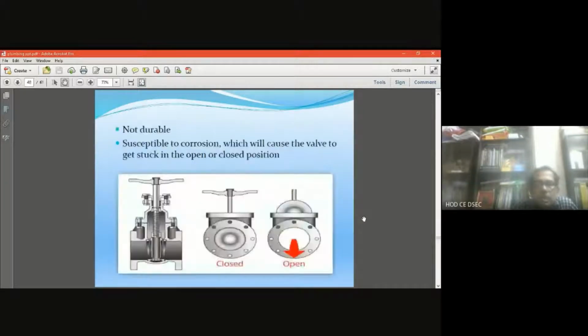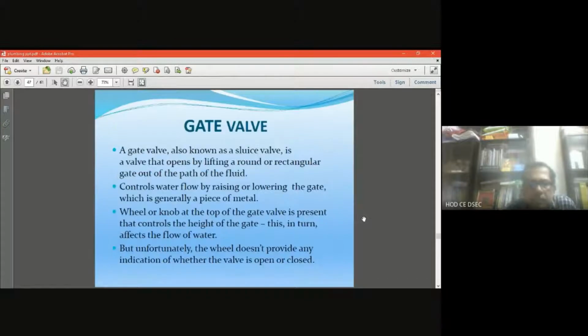Now this is the closed portion. I'm showing you the figure, and the red arrow mark is on the open portion. It is susceptible to corrosion, which will cause the valve to get stuck in the open or closed position. So these are the photographs of the gate valves.